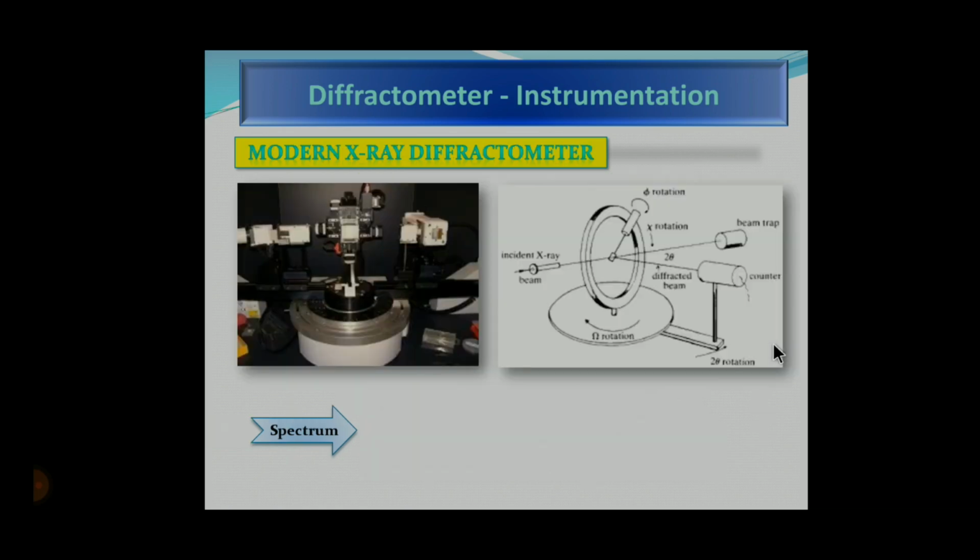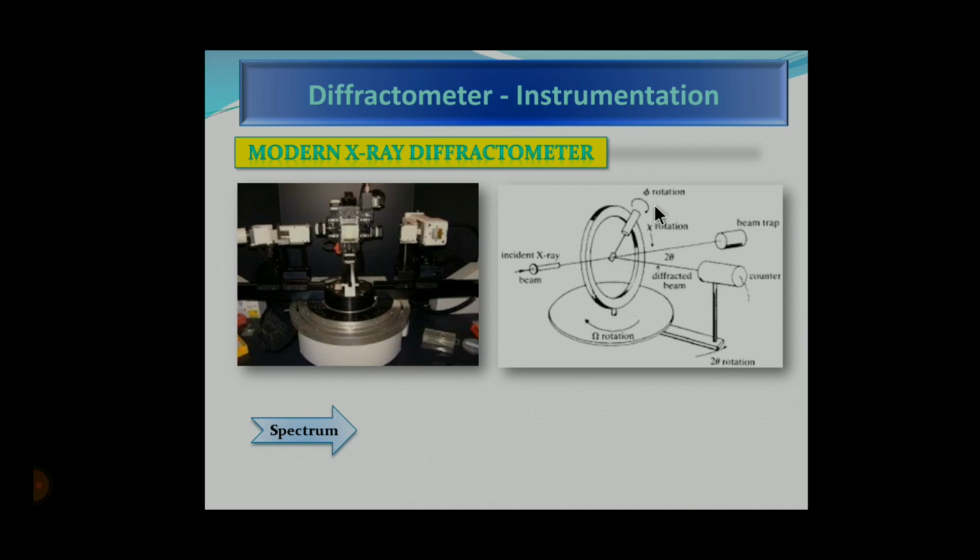And the Debye-Scherrer camera is an old structure. Nowadays we are using modern X-ray diffractometers, which look like this, and a schematic is given for reference. So there is a provision for incident X-rays, and an X-ray generator will be there to make the X-rays. A sample holder is placed at the center of this ring. Here we will have the sample, which is attached to the stem of this diffractometer, and on the directly opposite side we'll have the beam trap, that is, the beam which passes through the sample without any interaction will be captured by this beam trap, right?